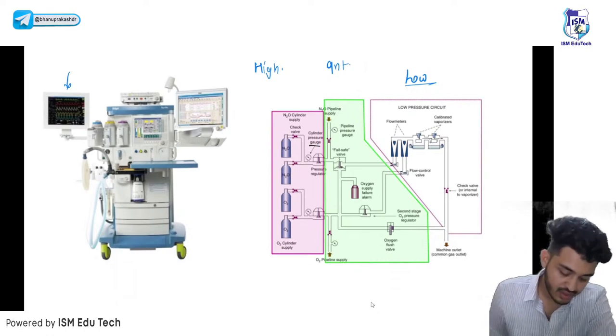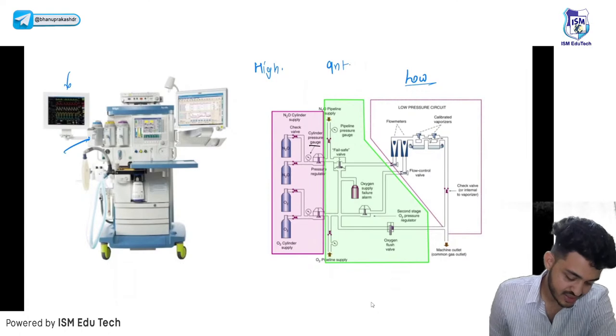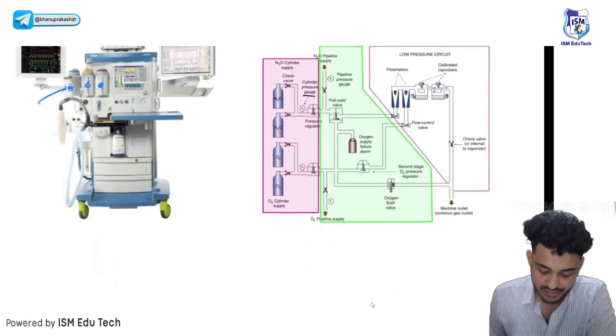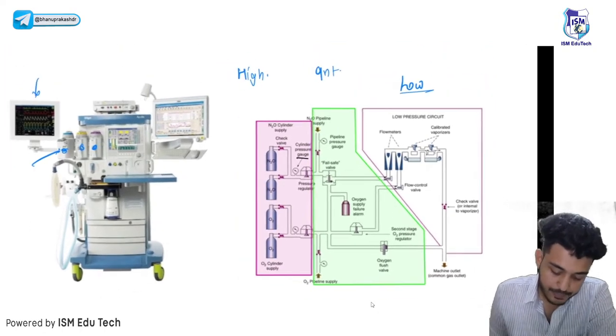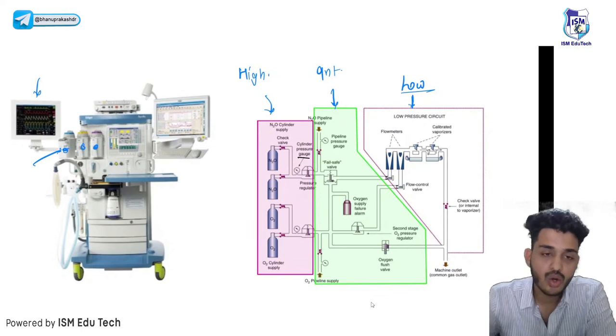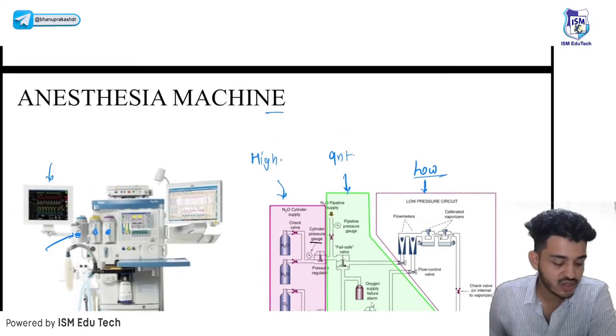Okay, this monitor we are talking about, the patient is looking at this monitor. Second thing, there are some vaporizers. These are vaporizers. We will open it and then we will study. This one is your high pressure system, this one is your intermediate pressure system, this one is your low pressure system.